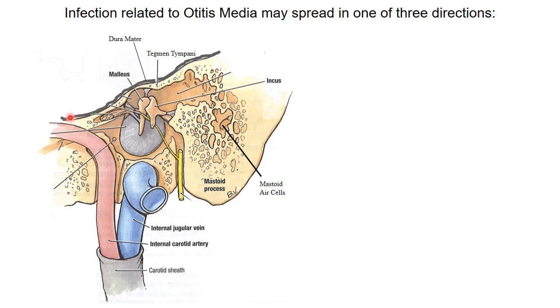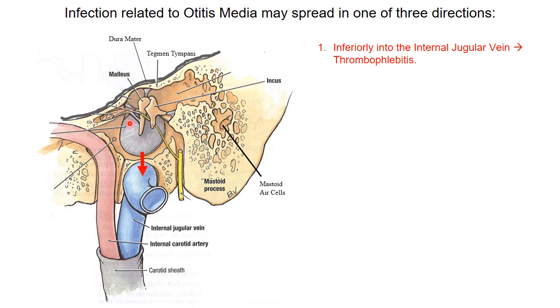And so we're set up for the spread of middle ear infections in three possible directions here. First, it can spread down. If a middle ear infection is not treated effectively, it can spread inferiorly, and let's say it's a bacterial infection, the bacteria can eat away at this bone right here and pass right through there and into the internal jugular vein.